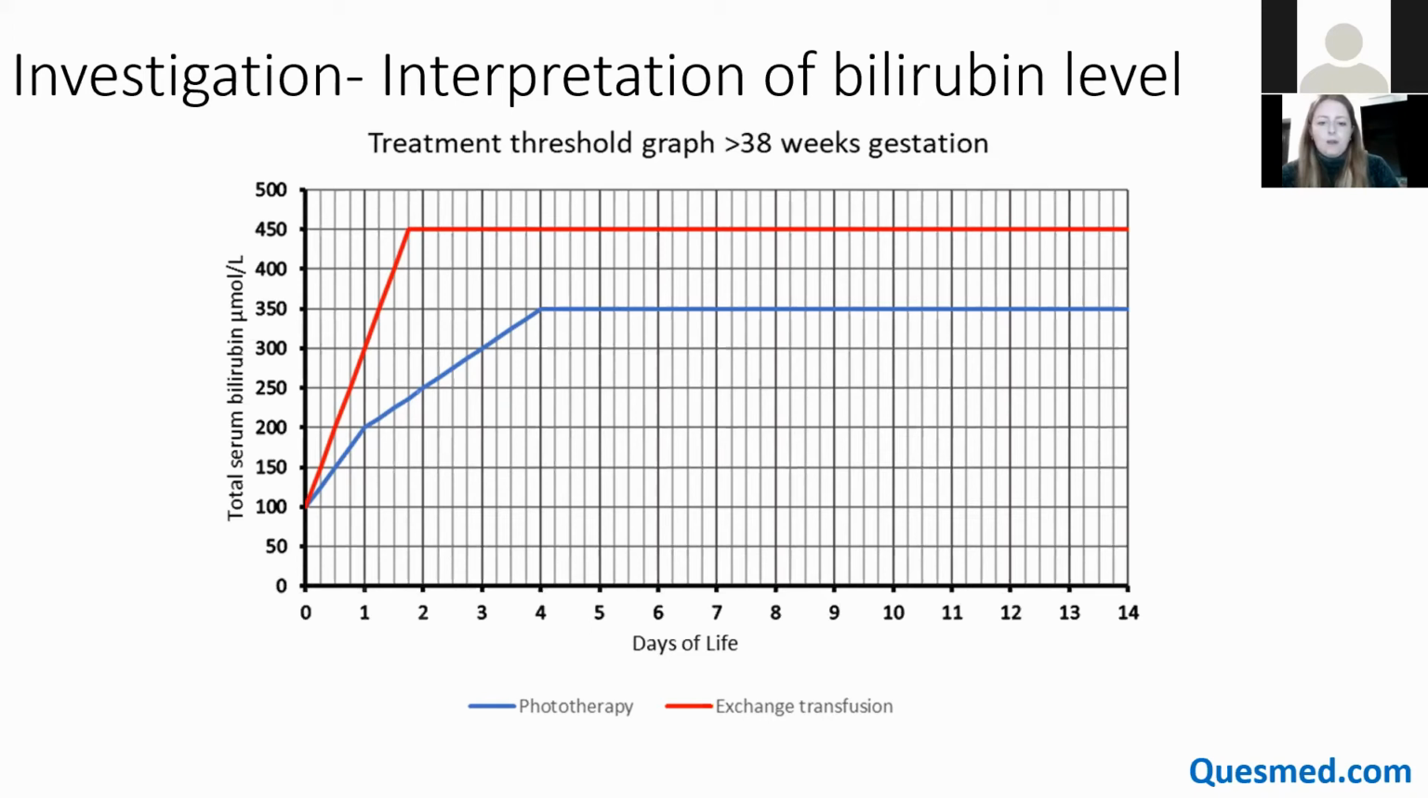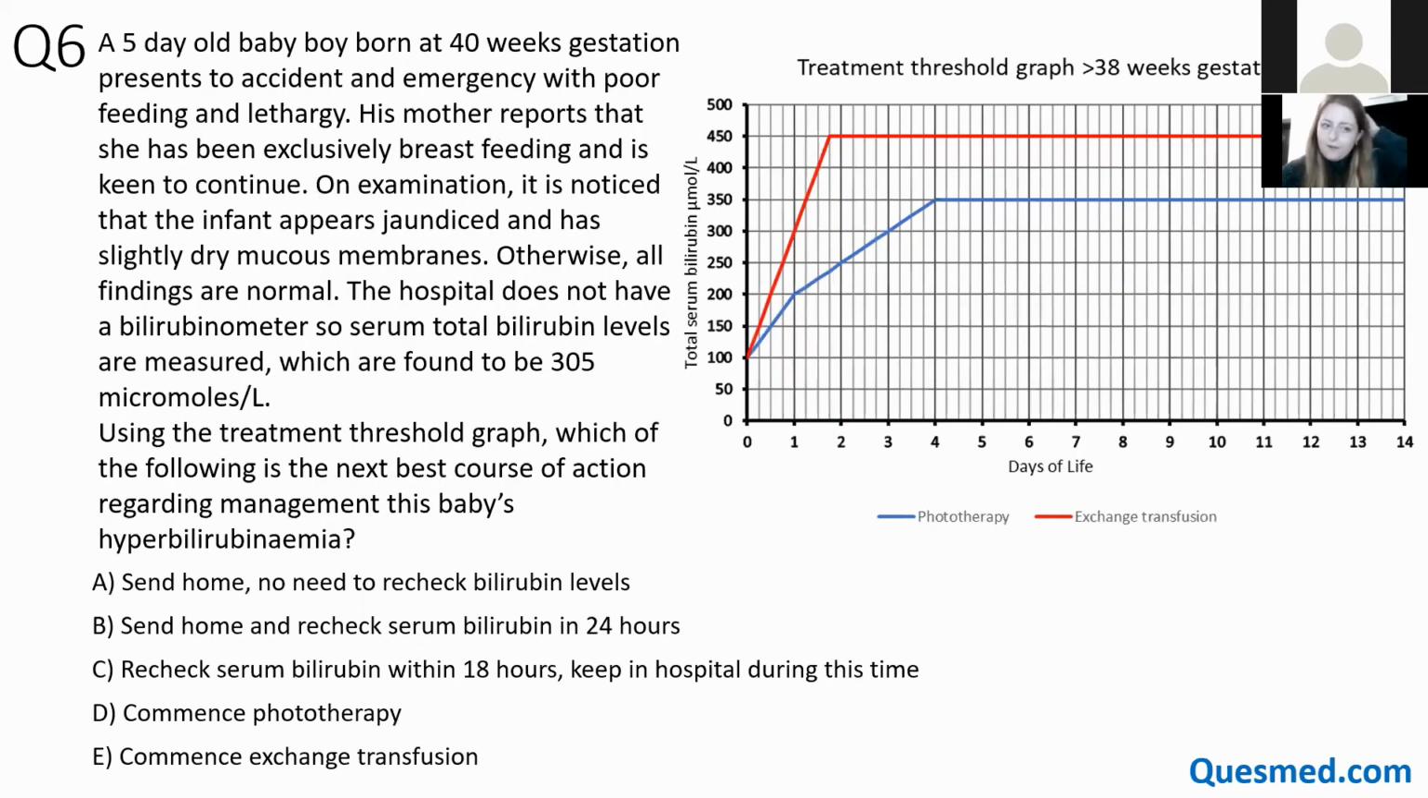Okay, so moving on to the next question. A 5-day-old baby boy born at 40 weeks gestation presents to A&E with poor feeding and lethargy. His mother reports that she has been exclusively breastfeeding and is keen to continue. On examination, it's noted that the infant appears jaundiced and has slightly dry mucous membranes. Otherwise, all findings are normal. The hospital does not have a bilirubinometer, so serum total bilirubin levels are measured, which are found to be 305 micromoles.